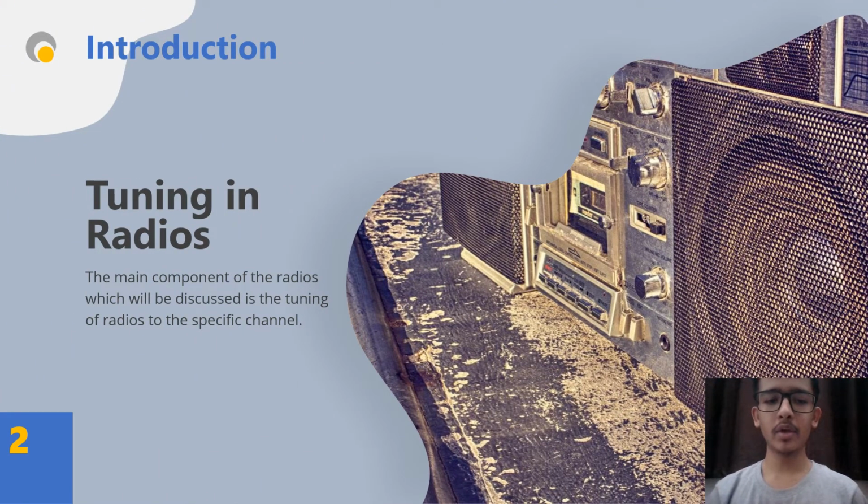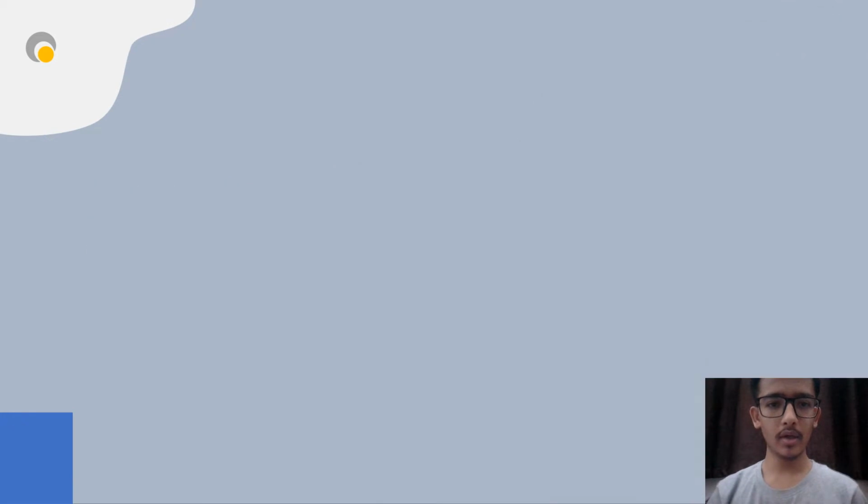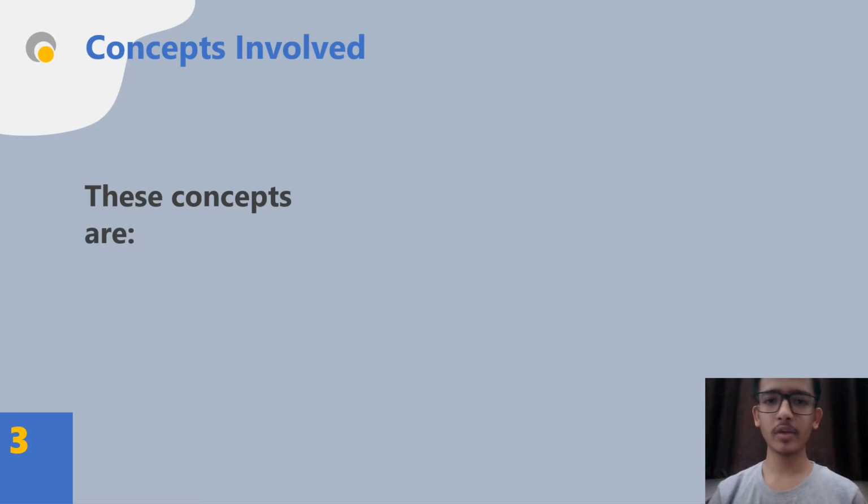So the main component of radio circuits which I will be explaining is how radio circuits tune into the exact frequency of the signal waves which are broadcast by the channels. So this involves some very fundamental concepts of electrical engineering and AC in specific.